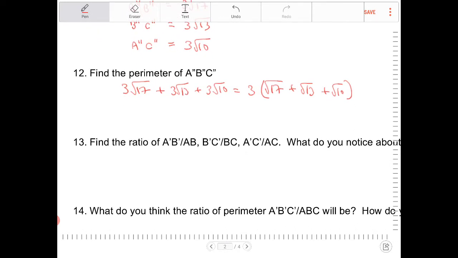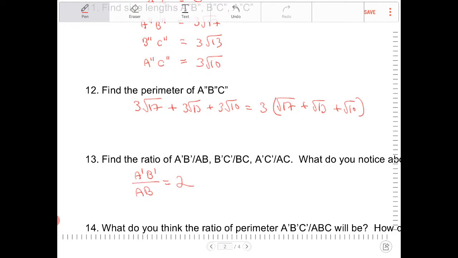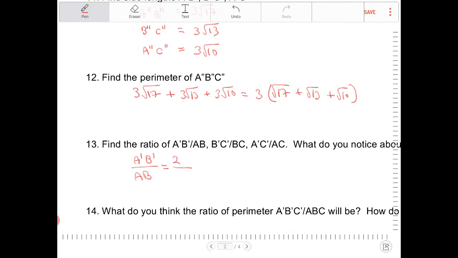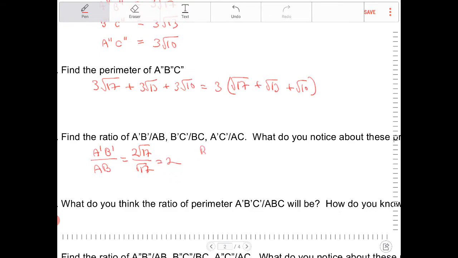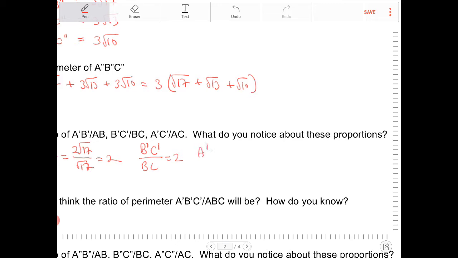Find the ratio of A prime B prime to AB. So A prime B prime over AB. This was dilated by a factor of 2, so this is going to be 2. And you don't have to take my word for it. You can also convince yourself: A prime B prime was 2 square root of 17 over square root of 17, and that was equal to 2. B prime C prime over BC, that's going to be 2. A prime C prime over AC, that also is going to be 2.